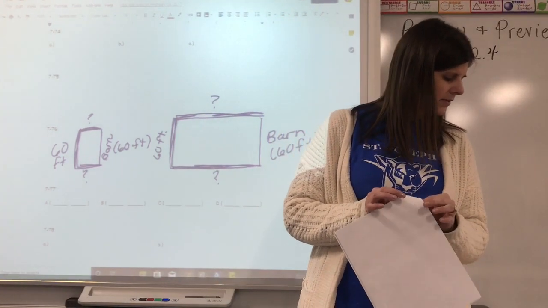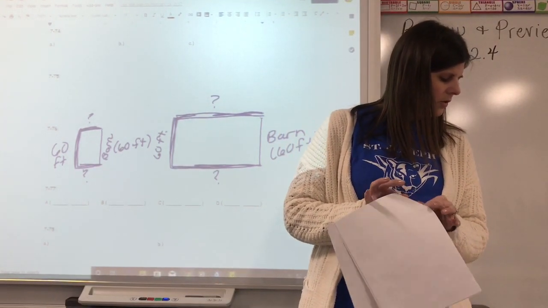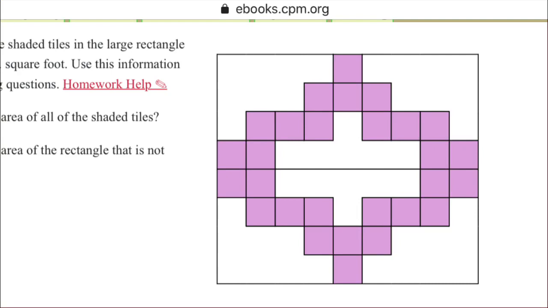For question 78, it shows you a figure here made up of some tiles, and they ask you a couple of questions. The first question is, what is the total area of the shaded tiles? If each tile, like they tell you, is 1 square foot, basically for part A, you can count. If you count up all of the tiles, that would be the number of square feet for part A.